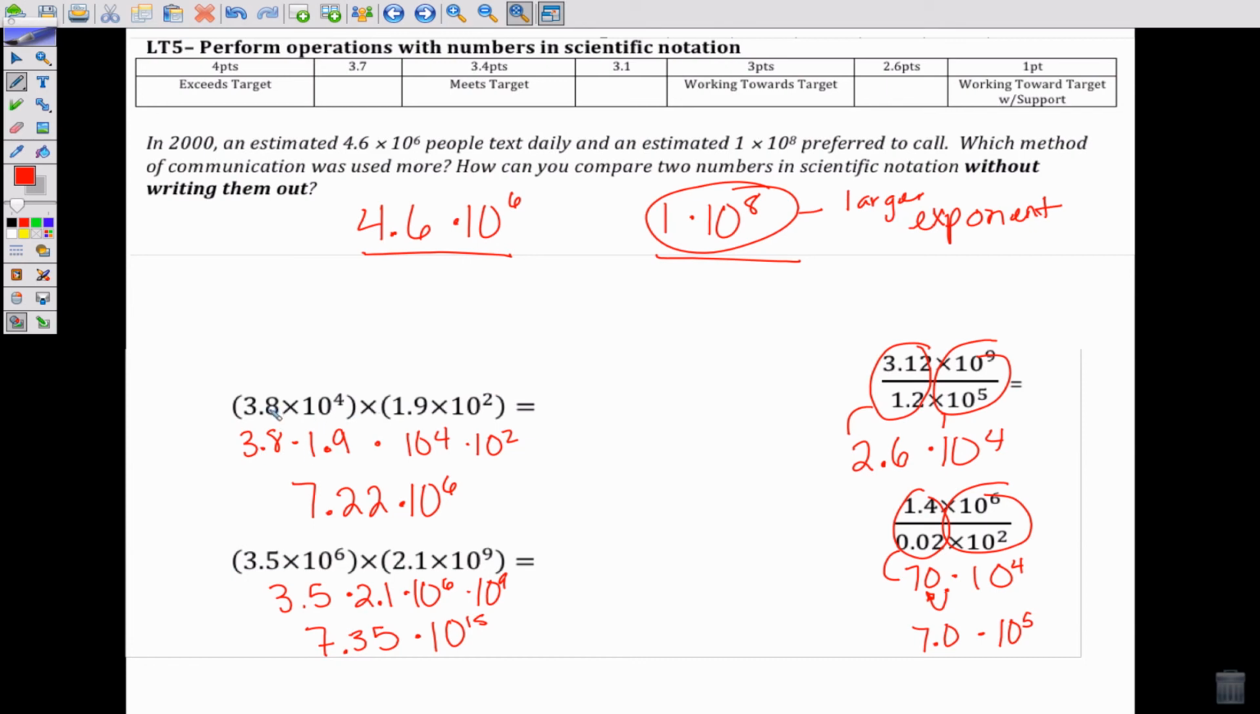Finally here, with multiplying numbers in scientific notation, we take the numbers and we multiply them by each other, and then the tens and multiply them by each other, and we get 7.22 times 10 to the 6th. Here we take the numbers and divide them, and the tens and divide them, 2.6 times 10 to the 4th. Numbers again, multiply them to get 7.35. Tens, you would get 10 to the 15th.